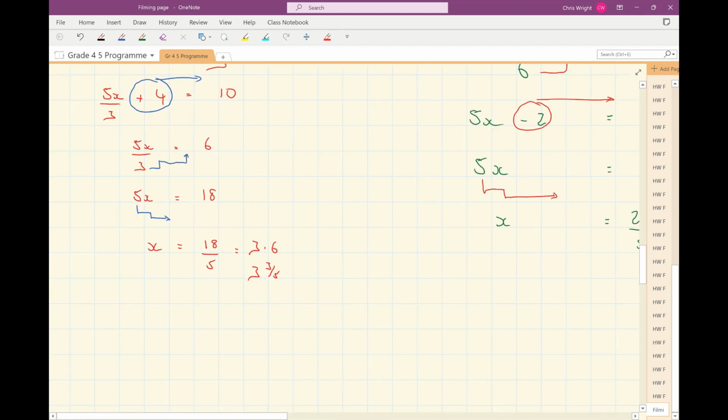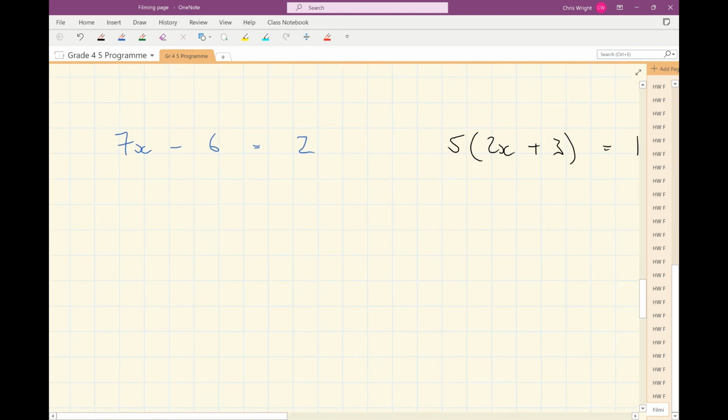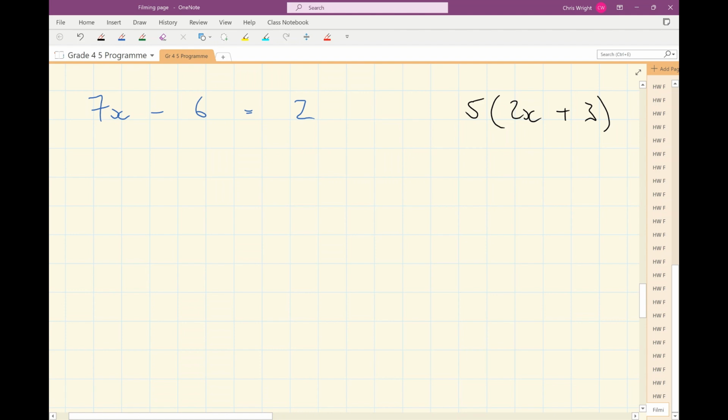Right. Just two more. 7x minus 6 equals 2. Right, let's float and ping this minus 6. So that's going to give me 7x equals 8. Escalate down the 7. Gives me x equals 8 over 7. Now you can do that on a calculator, or you can simply write it as a mixed number, 1 1/7.